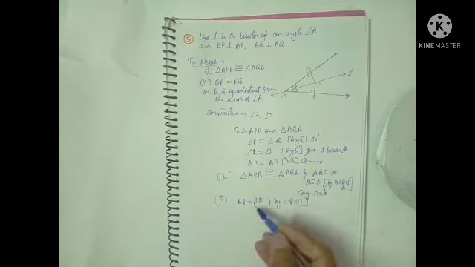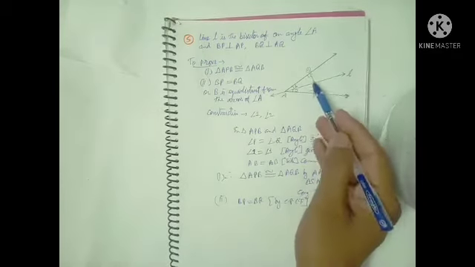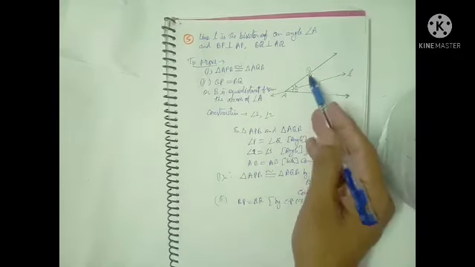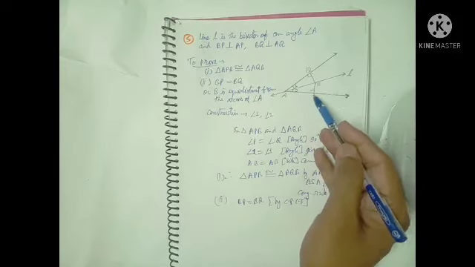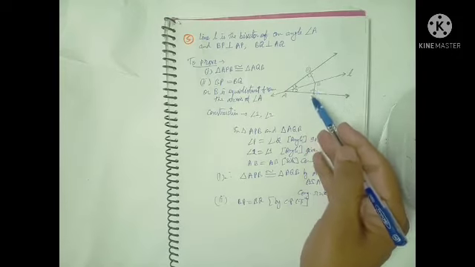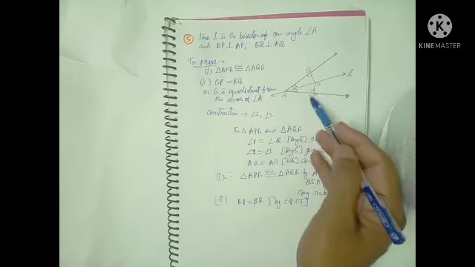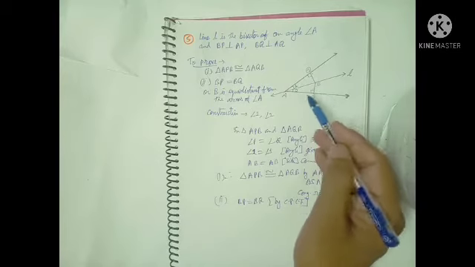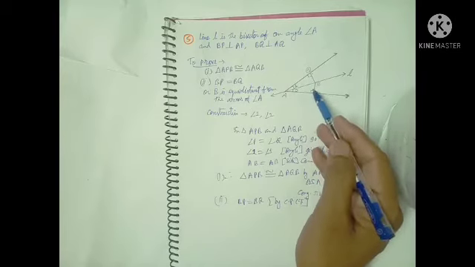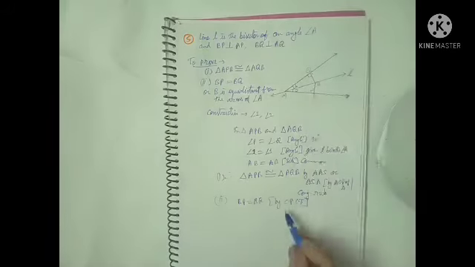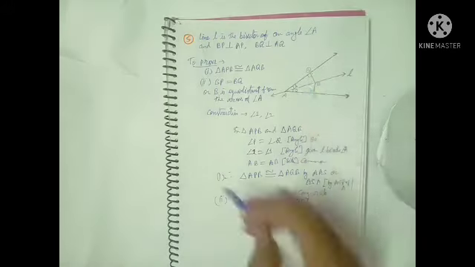So we have done BP equal to BQ, because if both triangles APB and AQB are congruent, then BP is equal to BQ by CPCT, corresponding parts of congruent triangles. So we have done, easy. Okay.